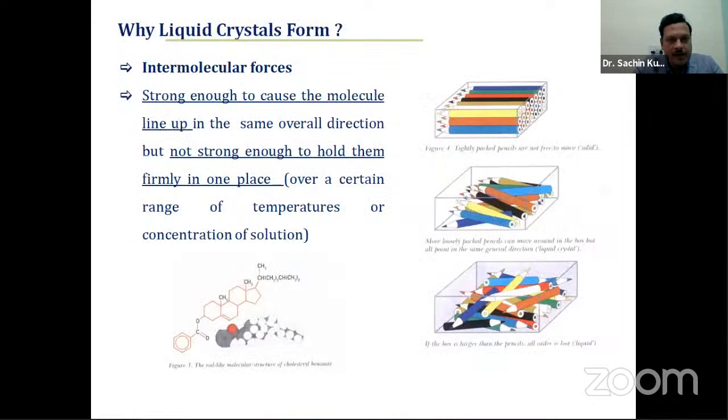Now, the next question is why liquid crystal phases are formed. Actually, very intense core physics is involved in the formation of liquid crystal mesophasic behavior. But in general terms, these are intermolecular forces. We can say that when the intermolecular forces are strong enough to cause the molecules to line up in a particular direction, then there is orientational order, there is crystallinity. But if they are not strong enough to hold them firmly in one place, then there is viscosity and fluidity.